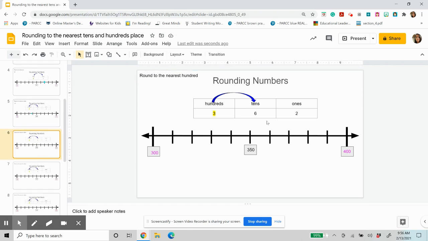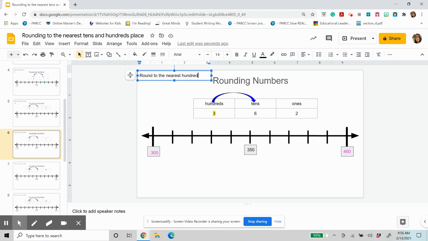Here, 362. Again, rounding to the nearest hundreds. So we highlighted the hundreds, which was a 3, so that meant 300 or 400. We looked at our neighbor, right? It was 6 tens. Again, we're not worrying about the ones. Ones have absolutely nothing to do with it in this case. Okay, we're looking at our tens. It's a 6. A 6 is bigger than the 5, so that means we're going to round up. So 362 rounded to the nearest 100 would be 400.